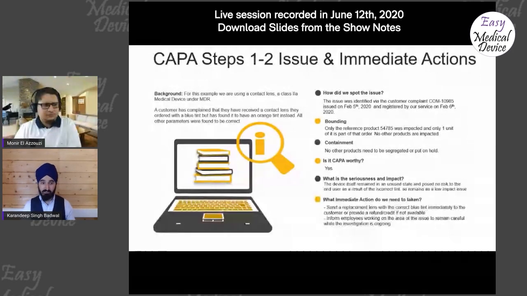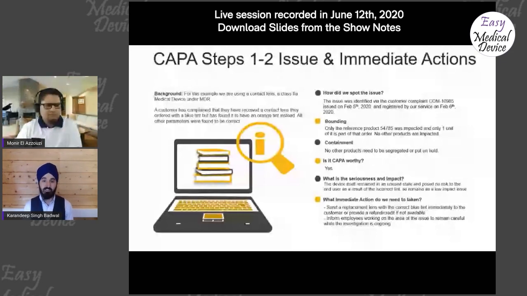So no other products are impacted. That's what we want to see first. How many products are impacted? It's just the one in this case. So do we need to contain them? Since no other products had this issue, and this is the only complaint that we had, it seems in this case that we don't. Is it CAPA worthy? Yes or no? In my opinion, yes.